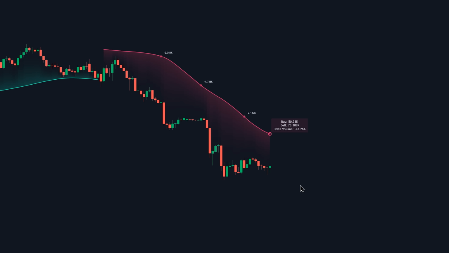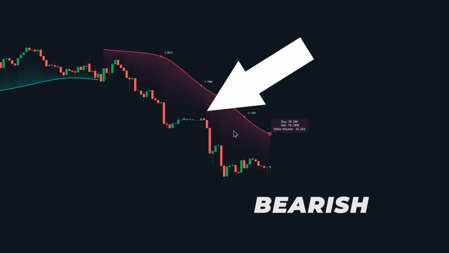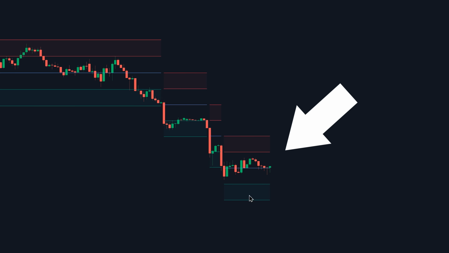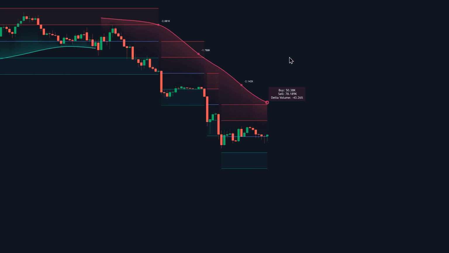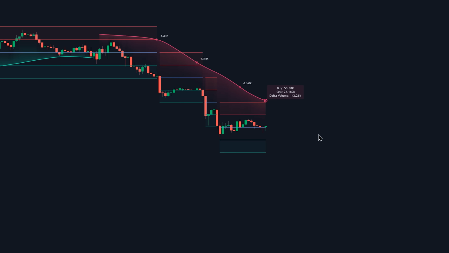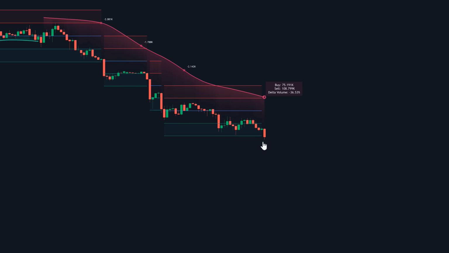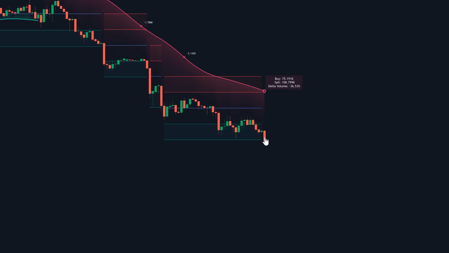Condition number one, confirm the trend is bearish by having a red trend cloud from the VIDYA indicator. Condition number two, we need to identify the most recent predictive range. Right here, we can see that this is the most recent predictive range. Next, we need to wait for the price to break and close under the support level. Let the market play out. And here we can see the price just broke and closed under the support level.